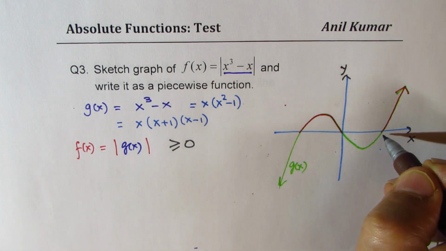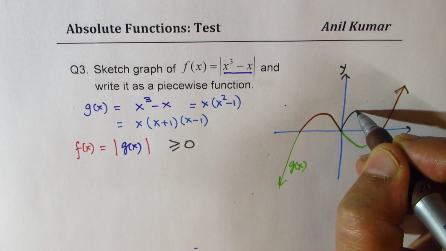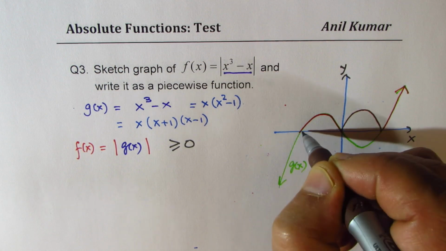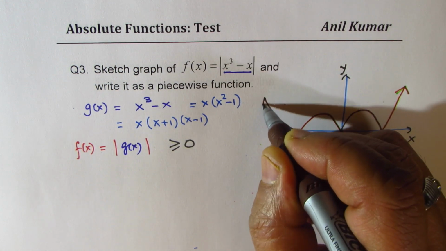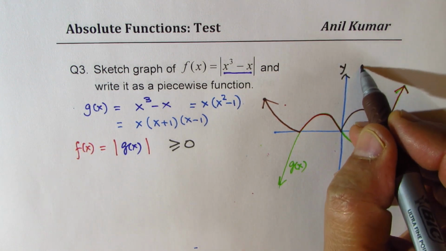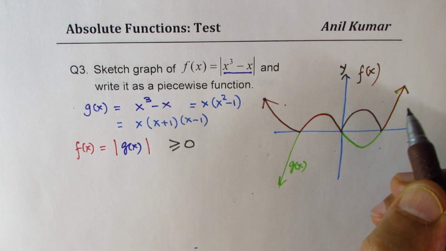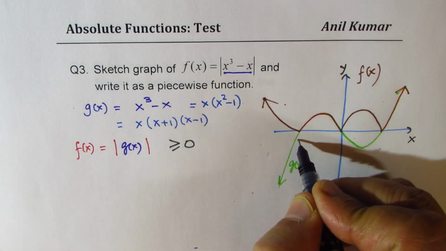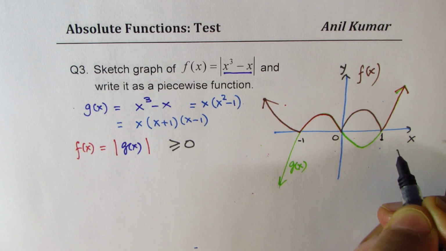However, the part which was negative reflects. So let me reflect this. So it becomes kind of like this. Do you see that? And this reflects. Think that the x-axis is a mirror, so it comes like this. Now that becomes f of x. So I hope the concept is clear. So this is the graph of f of x. Let's label it a bit. We'll call this minus 1, 0, and plus 1.